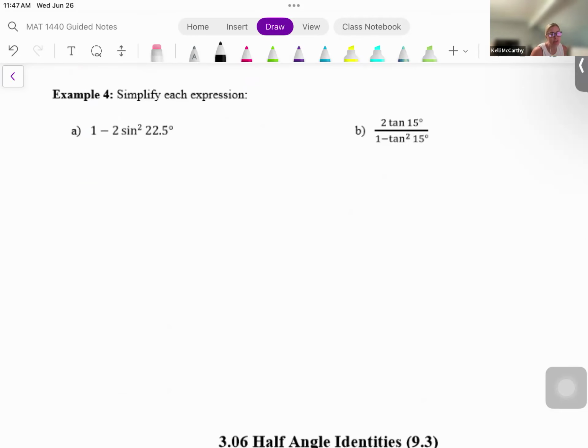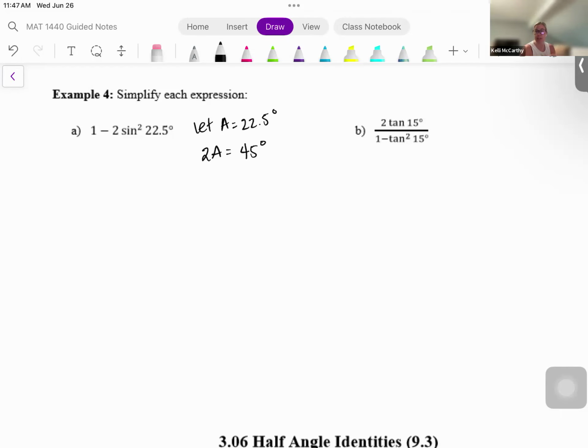Simplify the expression. In this example, we do not want to grab a calculator. We want to give an exact value. 1 minus 2 sine squared of 22.5 degrees. So we're going to let A be this 22.5 degrees, which means that 2A is 2 times 22.5, or 45 degrees.